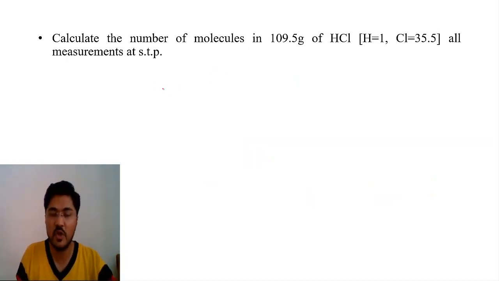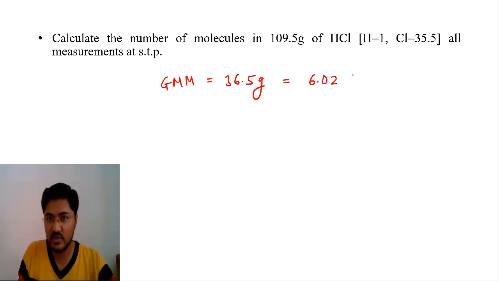Calculate the number of molecules in 109.5 grams of HCl, all measurements at S.T.P. The gram molecular mass we can directly write as 36.5 grams of HCl, and this will contain 6.02 into 10 raised to 23 molecules. The question is, 109.5 grams will contain how many?